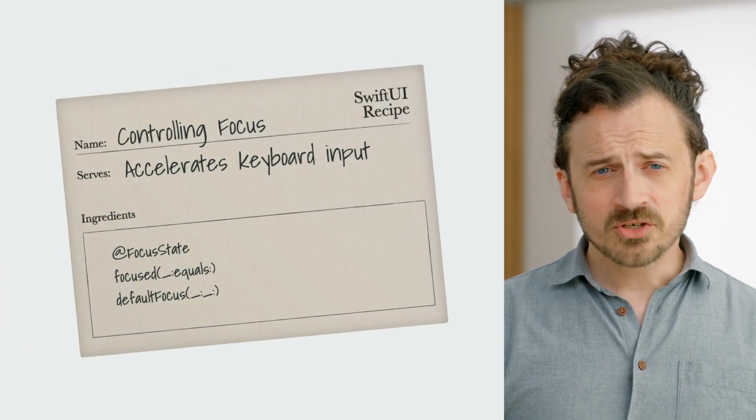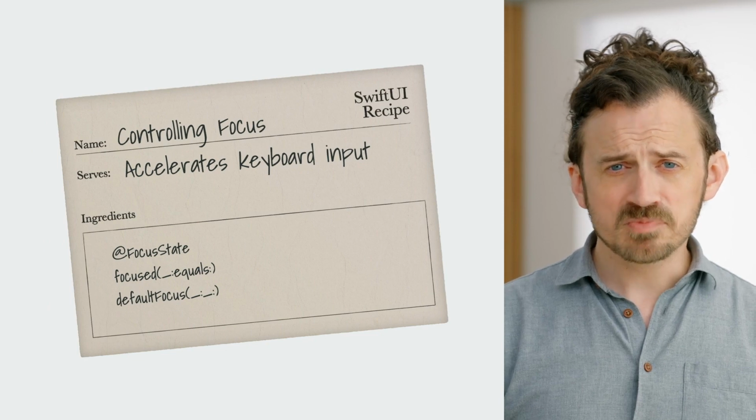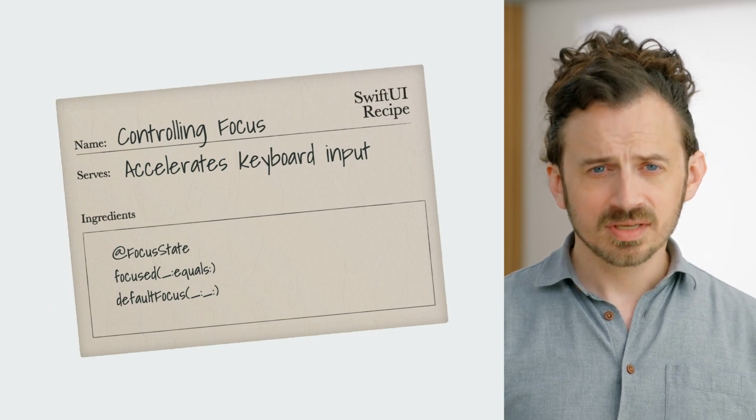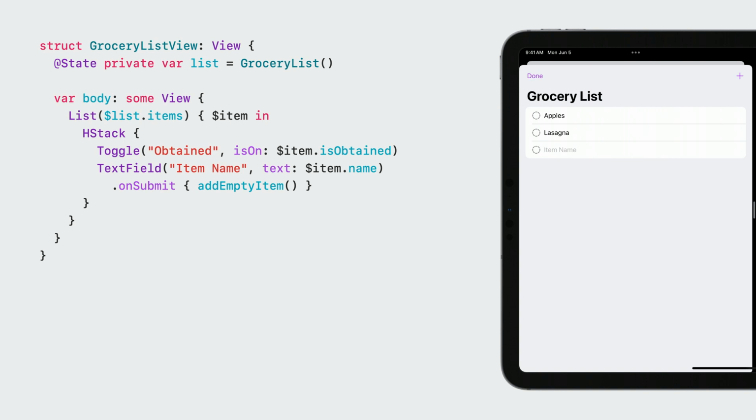This first recipe shows how a dash of programmatic focus movement can make editing my grocery list a delightful experience. When the grocery list sheet appears, it always has an empty item at its end. Tapping on the empty item brings up the keyboard so I can describe what I need to buy. Adding groceries is a frequent task, so I'd like to save myself a tap by putting focus on the empty item automatically whenever the list appears.